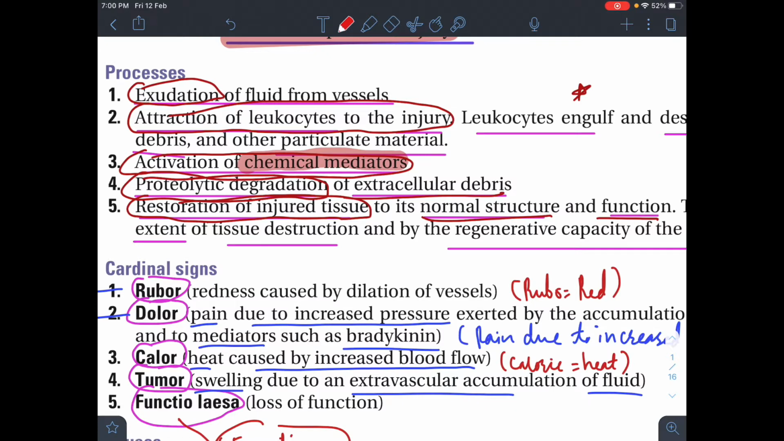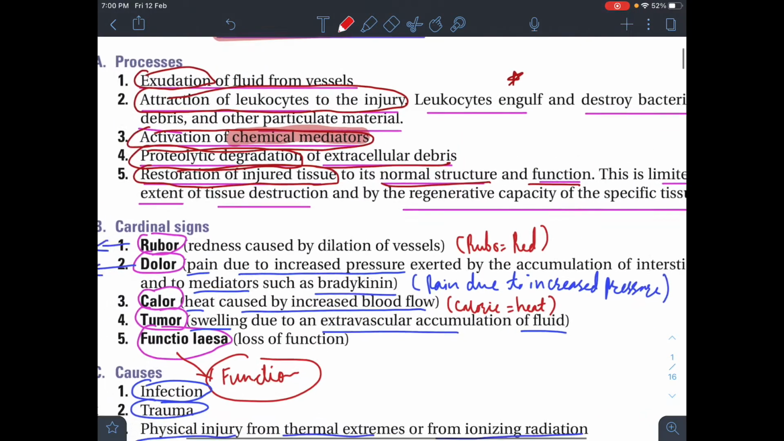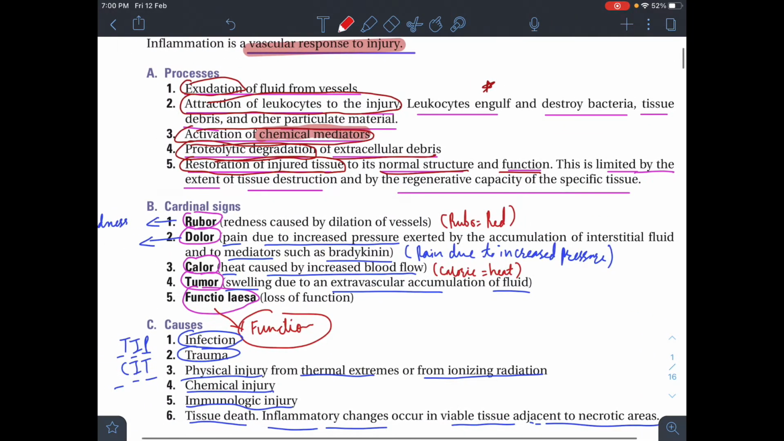Then there is proteolytic degradation of extracellular debris. And the fifth one is the restoration of the injured tissue. This is the tissue repair to its normal structure and function. This is limited by the extent of tissue destruction and by the regenerative capacity of the tissue. This whole process is wound healing.